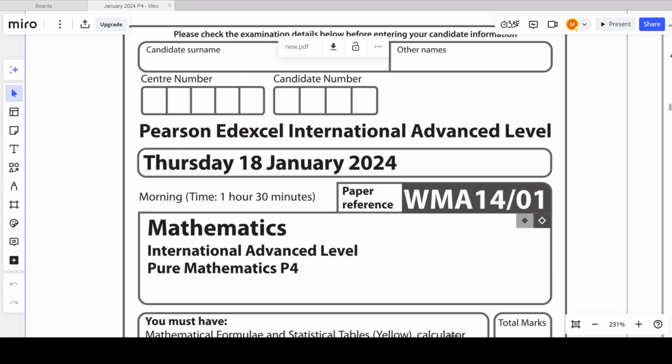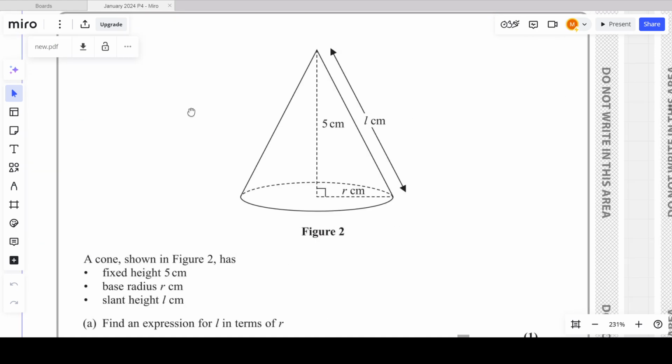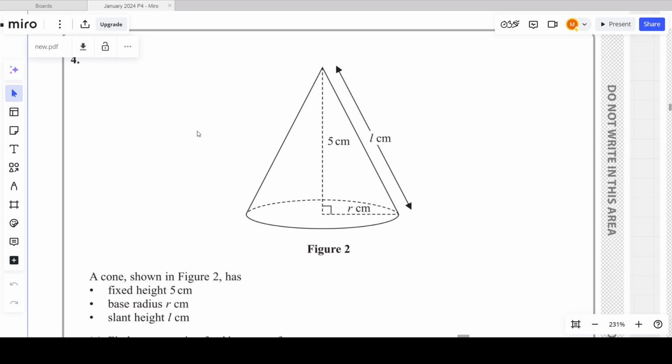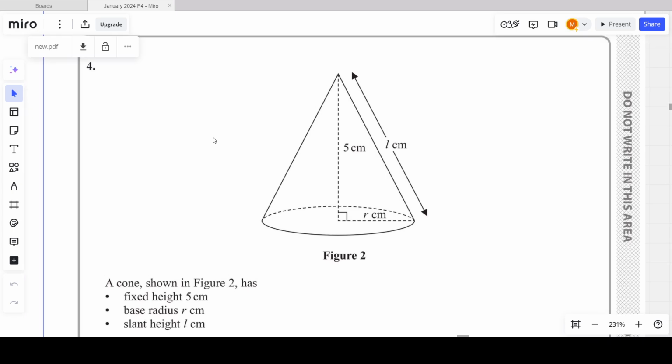So in this video we will be solving question number 4 from the P4 January 2024 paper. Let's see question number 4. Basically, question number 4 is from the differentiation topic of your P4 syllabus. To be more specific, it's the rates of change part of the differentiation topic. The concepts behind this question are from chapter 5 of your P4 book, that is differentiation. So let's get started with question number 4.